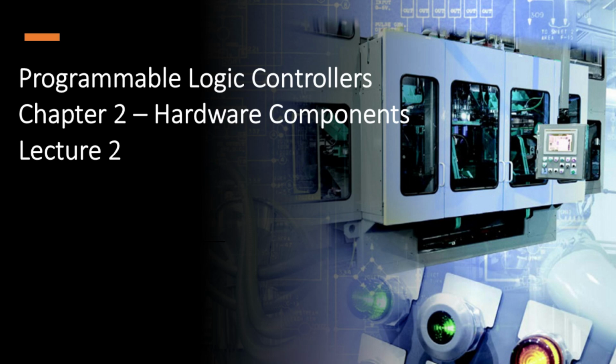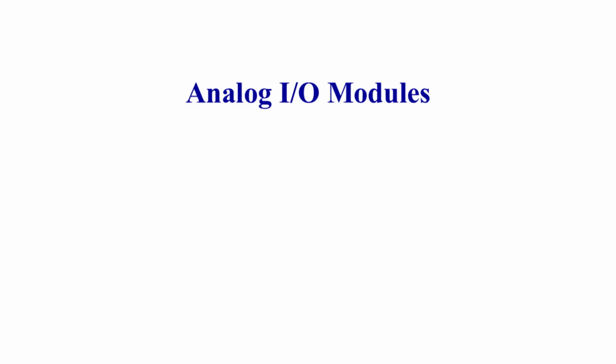Welcome back. In our last lecture, we looked at discrete I/O modules, which handle simple on and off signals. Today, we'll continue with Chapter 2 and move into analog input and output modules. Unlike discrete devices, analog I/O allows us to measure and control values that vary continuously, things like temperature, pressure, flow, or motor speed. We'll also explore several special-purpose I/O modules that have been developed to meet the unique needs of different industrial applications. By the end of this lecture, you'll see how these modules expand a PLC's capabilities beyond basic on and off control to handle real-world processes with precision.